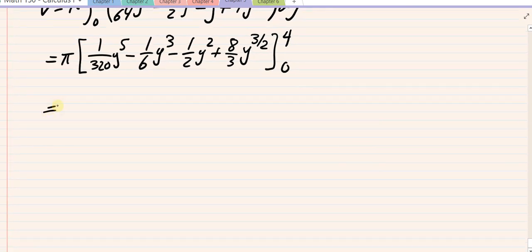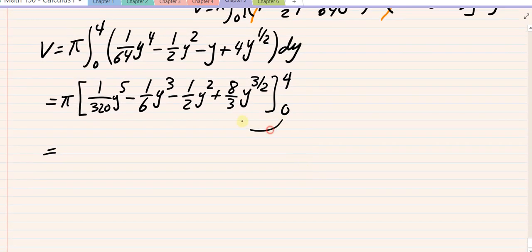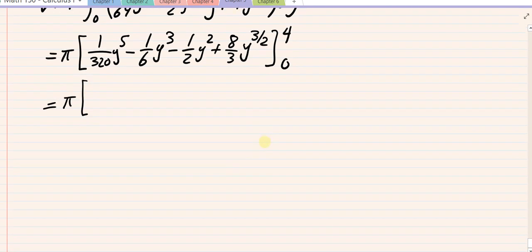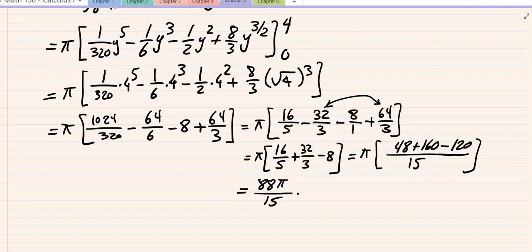And again, this time the lower limit, 0 for y, makes every one of those 0. That's good. So we're just going to put in the upper limit. Like before, let me just substitute these, and in the interest of time, I'll give you the answer. And there you have it. Here is the answer, so you can follow the arithmetic of what I've done.